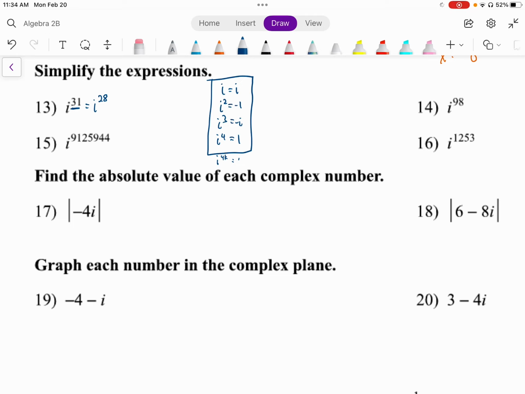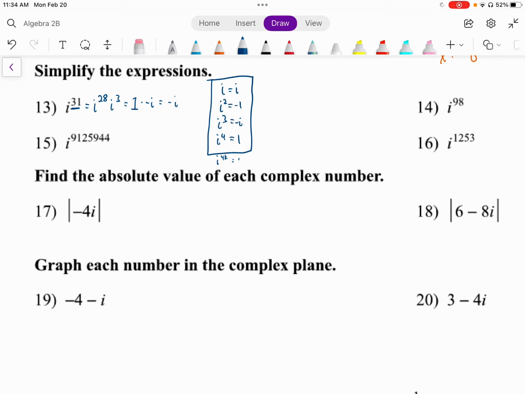And then what's left over, 31 minus 28, is 3. And so the multiple of 4 is just 1. And then i cubed, we know from our key is negative i, so 1 times negative i is negative i.